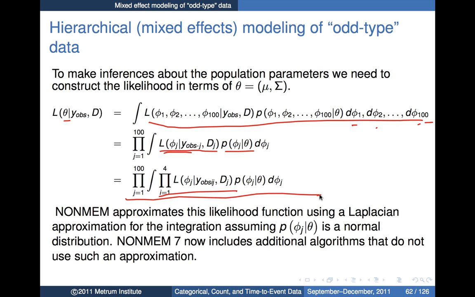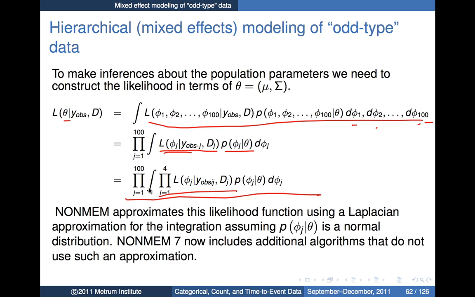So we have this mess here to deal with. And if we're working in a maximum likelihood environment, then what we're going to be looking for are the values of these thetas, the population parameters, that maximize this function.